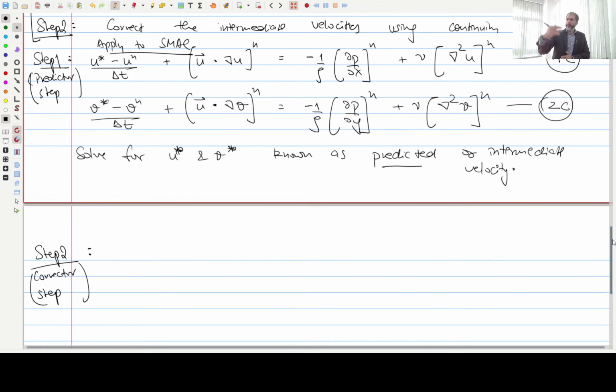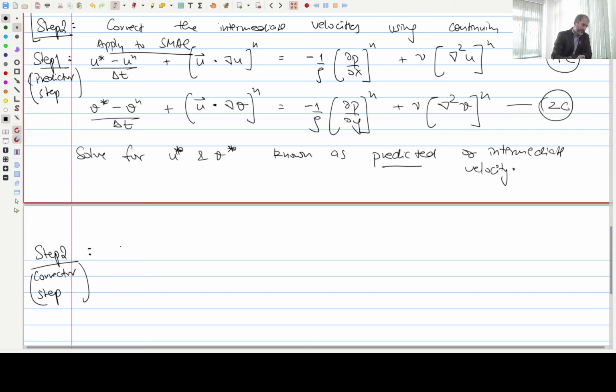So it will take some space to discuss step number 2. So it's not just straightforward to write it. First, I'll subtract 1C and 2C from 1B and 2B. The difference between 1C and 1B is that in 1C, the pressure gradient is at the nth time, and in 1B, the pressure was at the n plus 1th time. But also in 1B, on the left hand side, you had un plus 1, and in 1C, you had u star.